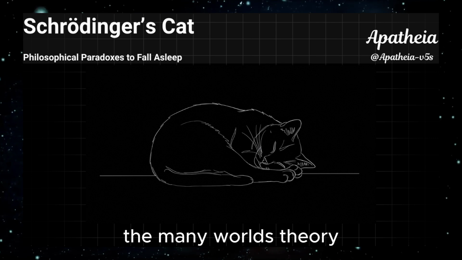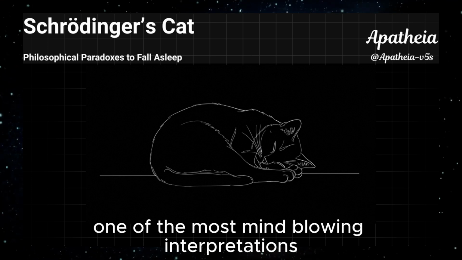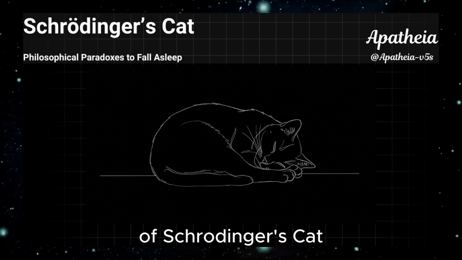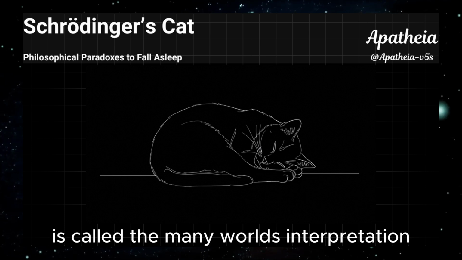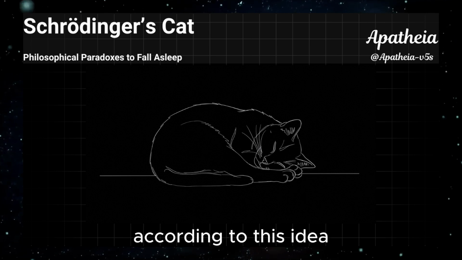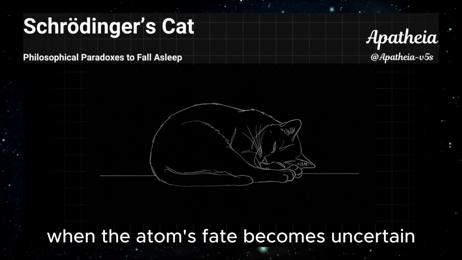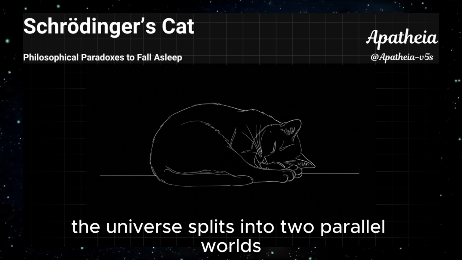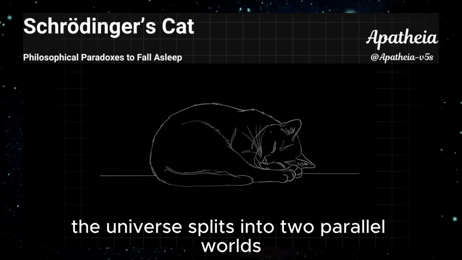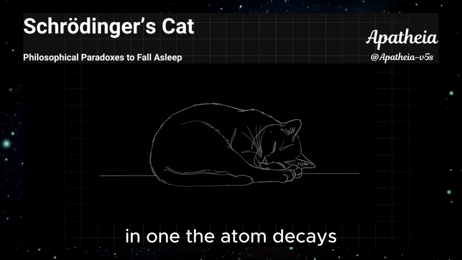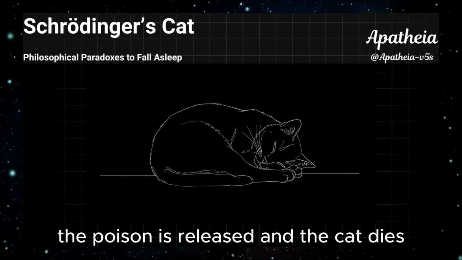The many worlds theory. One of the most mind-blowing interpretations of Schrödinger's cat is called the many worlds interpretation. According to this idea, when the atom's fate becomes uncertain, decayed or not, the universe splits into two parallel worlds. In one, the atom decays, the poison is released, and the cat dies.